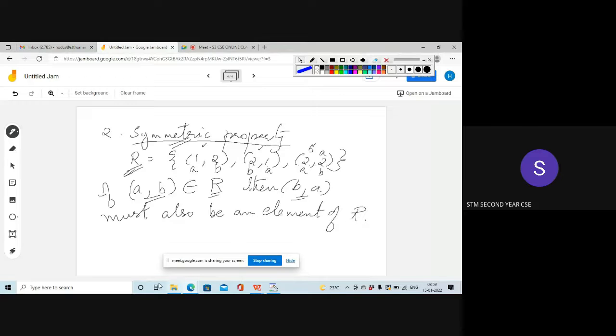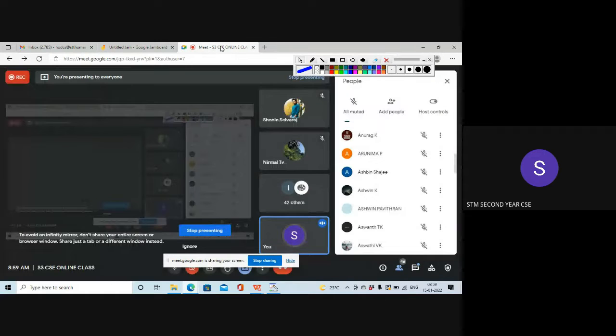Any doubt? If (a,b) is there, then (b,a) should be there. That is what symmetric property says. Is it clear? Any doubt in symmetric property?